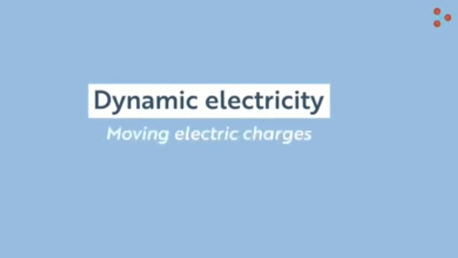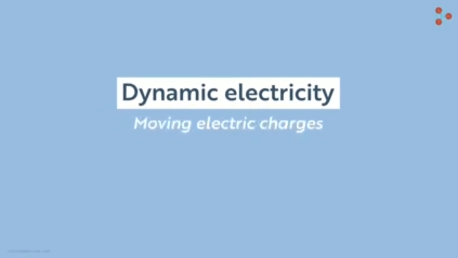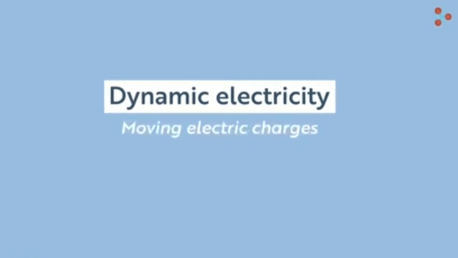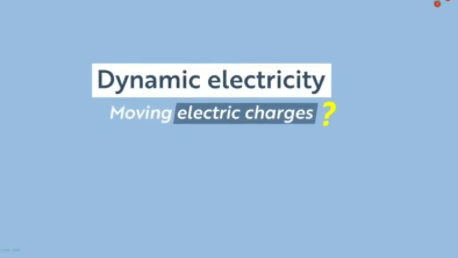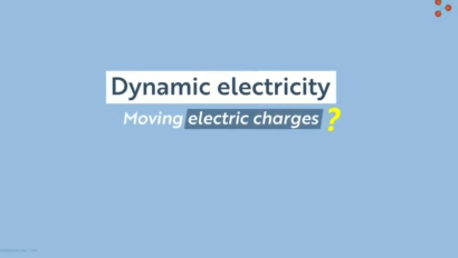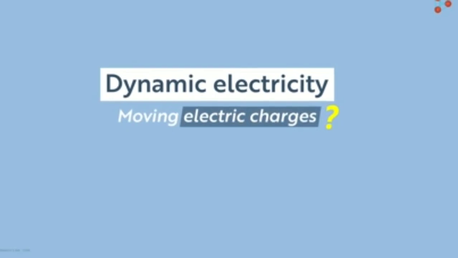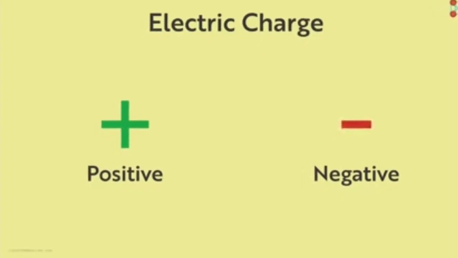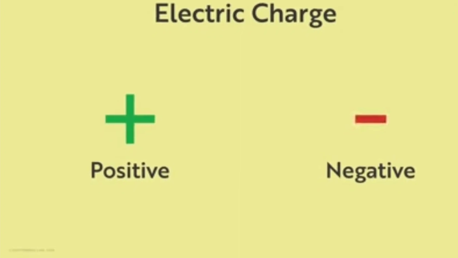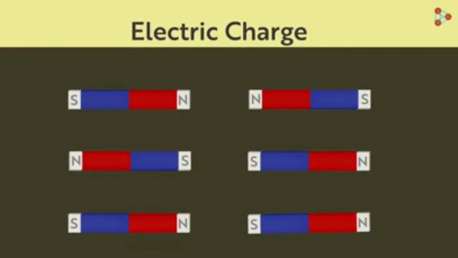And the next question you have: what are electric charges? The concept of electric charge is very important in physics and can't be fully explained in a video, but I will still give it a try to explain the concept. So let's begin. There are two types of electric charges: positive, denoted by a plus sign, and negative, denoted by a minus sign. Think of a magnet for a moment.